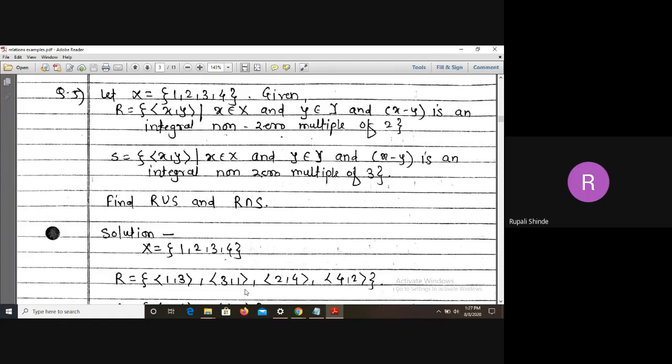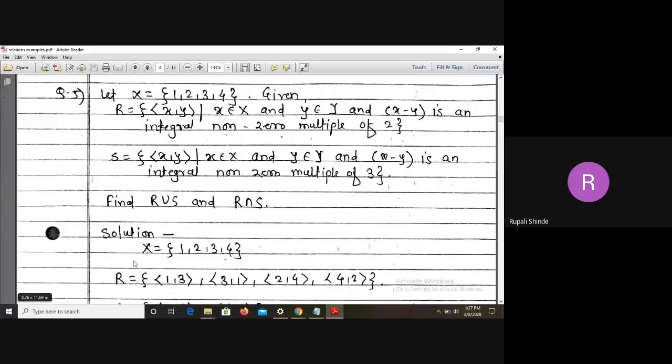Likewise, 2, 4. It will give the answer as minus 2. So again, it is multiple of 2. And last one is 4, 2. So 4 minus 2, answer is 2. So again, it is multiple of 2. That's why here we have to add all these 4 order pairs in relation R.